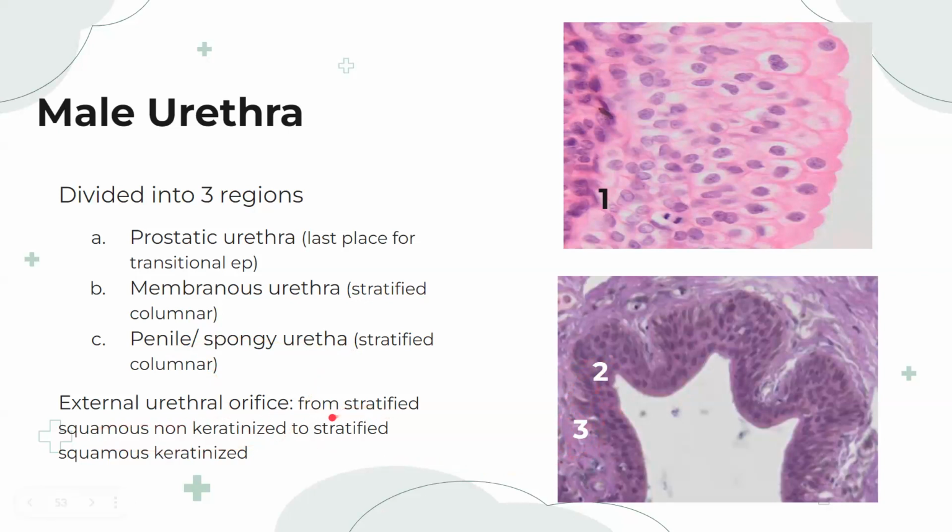Towards the inside of the orifice, you're going to have non-keratinized stratified squamous cells. And then once the cells go more towards the periphery, as they come towards the external environment, they become stratified squamous keratinized. This is really interesting because there are 3 different kinds of cells, all in the urethra alone. You have transitional in the beginning, and we have stratified columnar in the other portions of the urethra, and right at the end of the urethra, you have non-keratinized squamous and also keratinized squamous cells.